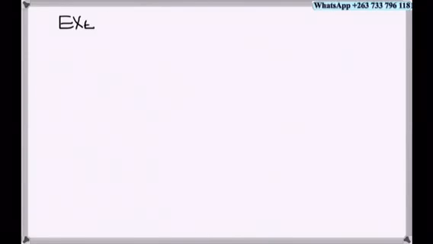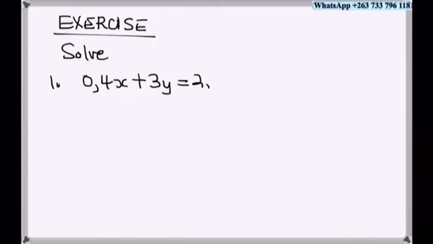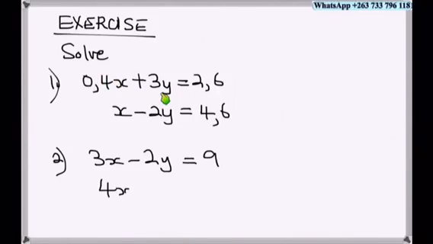A few things to do: solve the following simultaneous equations using the matrix method. 0.4x plus 3y equals 2.6; x minus 2y equals 4.6; 3x minus 2y equals 9; 4x plus y equals 1.